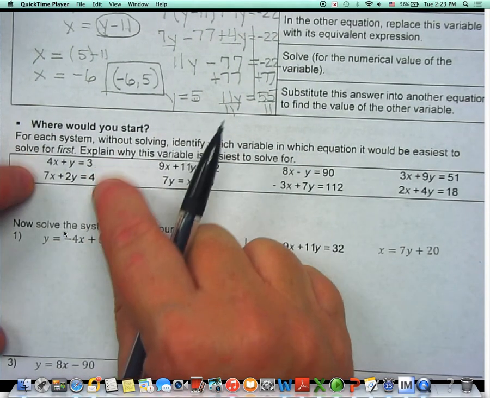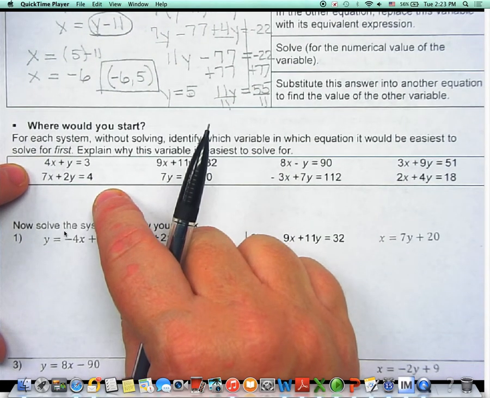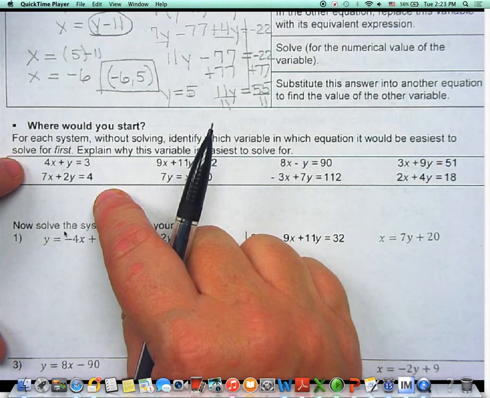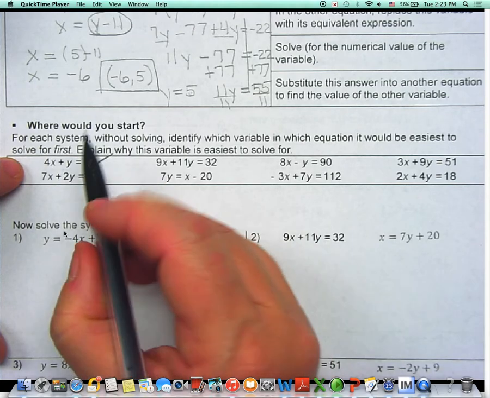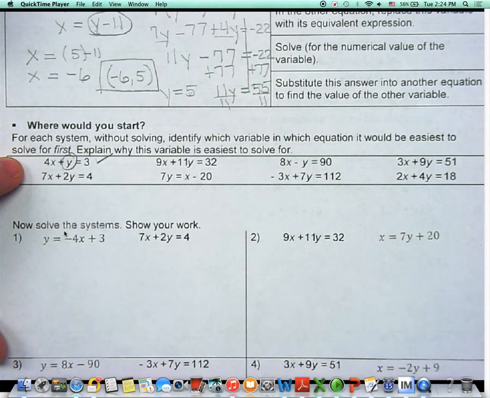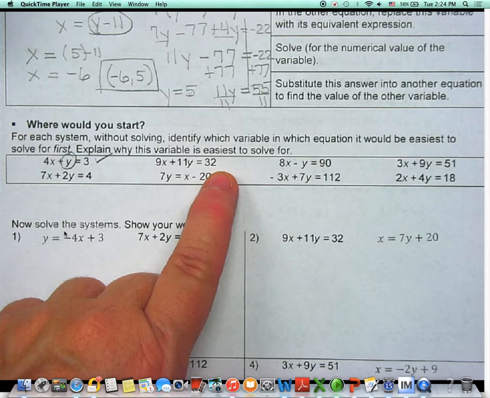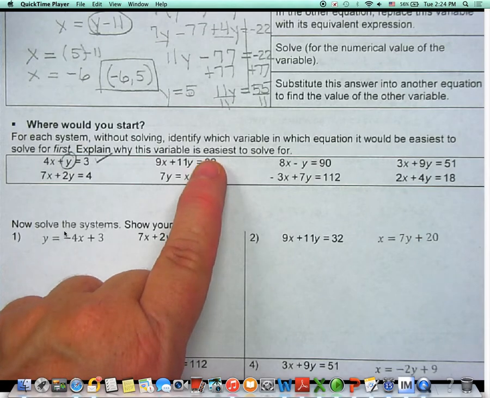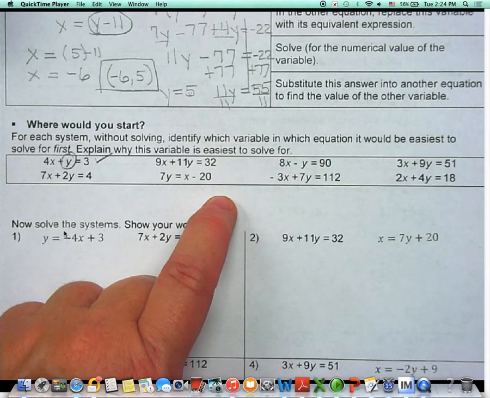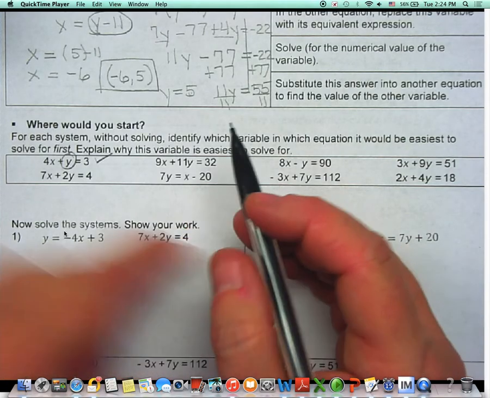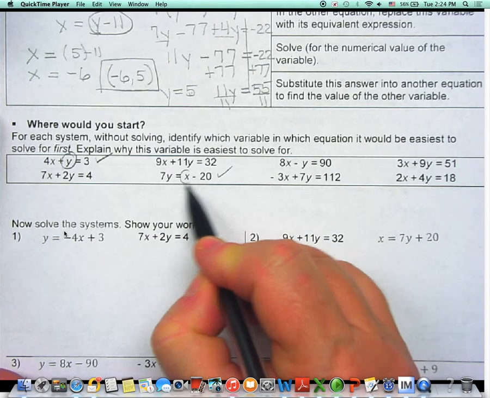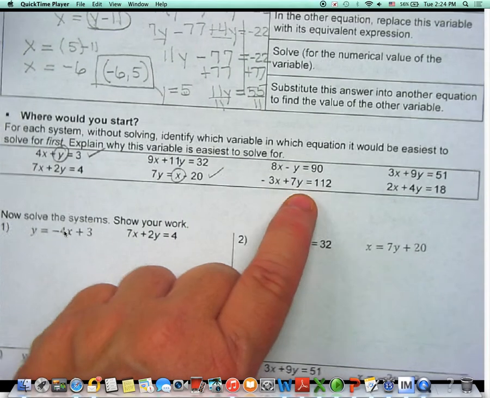Now, if we have this system, which one would be the easiest one to solve for x or y? The first one, and what would you solve for? Y. Okay. How about these two, Tori? Which one would be easier to solve for x or y? Top one or the bottom? And what would you solve for? X. Okay. How about Bailey? This one.